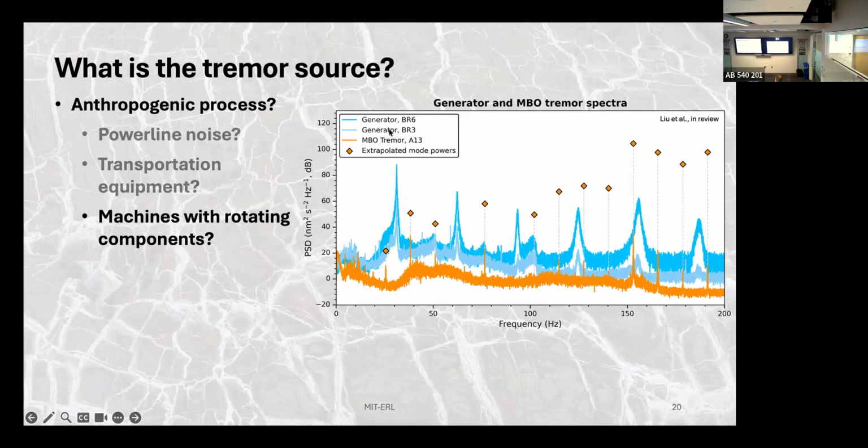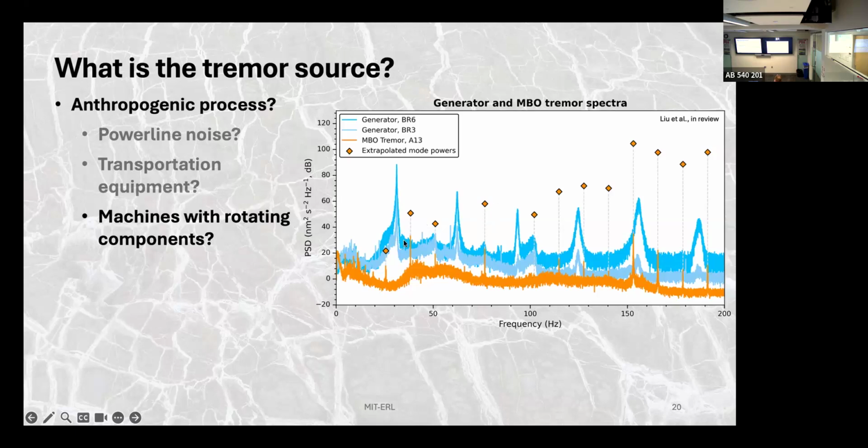So the two green power spectra are spectra of seismic data recorded by two seismic instruments. One is very close to the power generator, DR6, and the other is about 100 meters away from the power generator. And plotted in orange is our spectra, which was the one you just saw. At first glance, you can see that they are very different because our power spectra has much higher quality factors than the generators, which means that the peaks are much more skinny. And also the mode structure is very different.